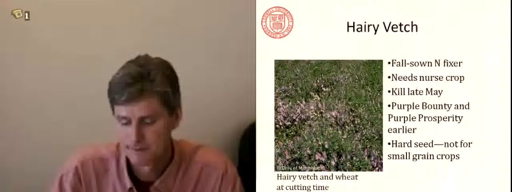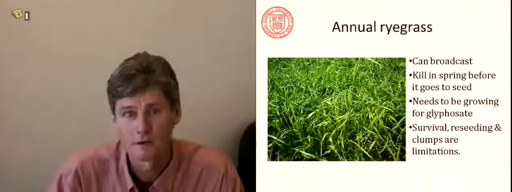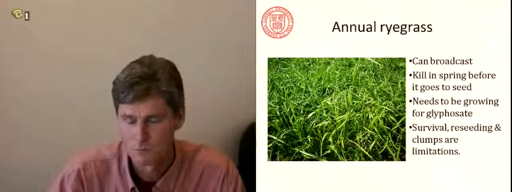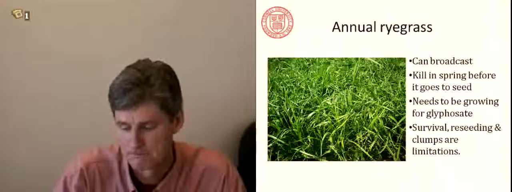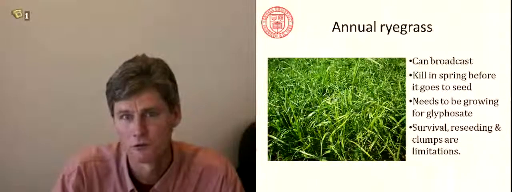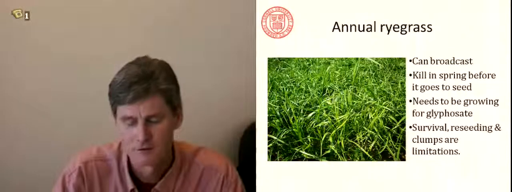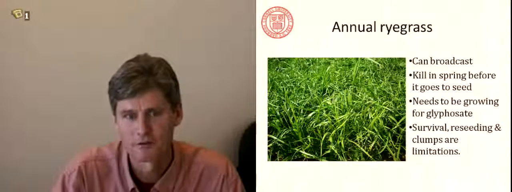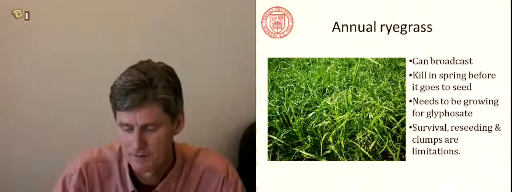Then on the next is annual ryegrass. So annual ryegrass is one that broadcasts very well. It's a small grass seed, but it will take broadcast on the surface in many conditions. And really anytime there's moisture on the soil, it will go, but usually in August, early September, it works really nicely. You have to kill it in the spring so it doesn't go to seed or continue to grow in your crop. And that can be a little bit tricky.